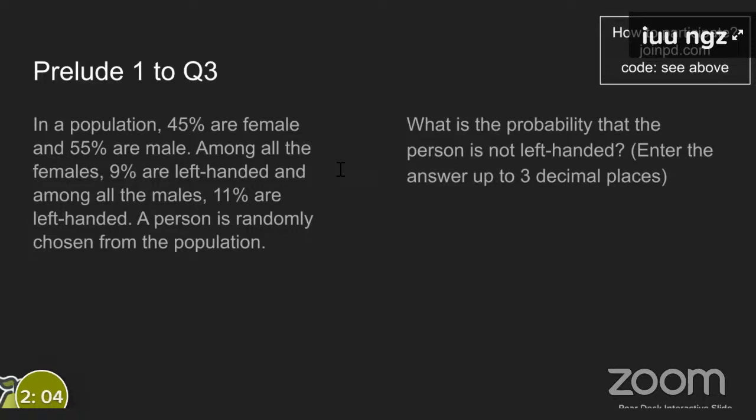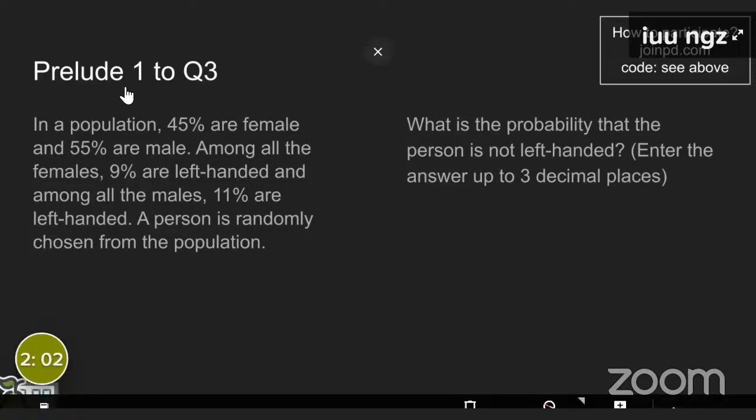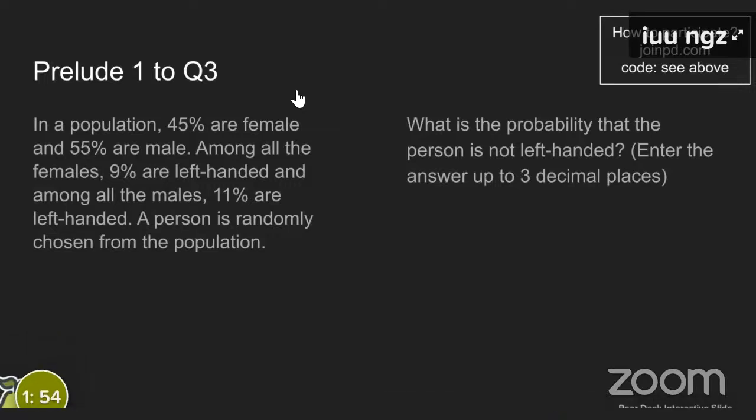Ma'am, as an example, if I take 100 as the total population, 45% are females. That means 45 females are there. Now, among all the females, 9% are left-handed. That means 9% of these 45 people are left-handed, right, ma'am? Yes. Yeah, then we are actually getting fraction numbers. Okay, fine. Let me proceed, ma'am.